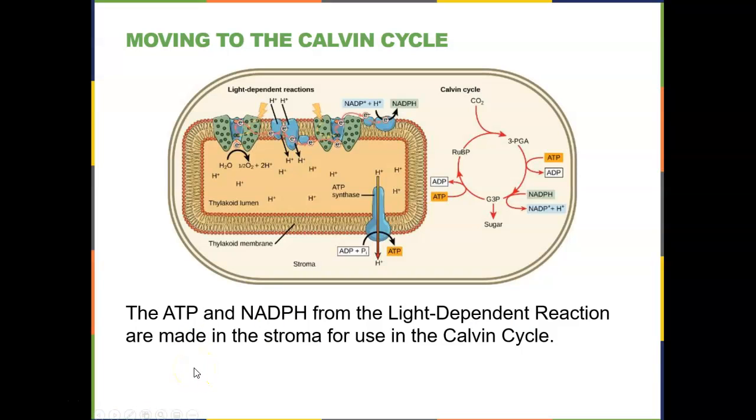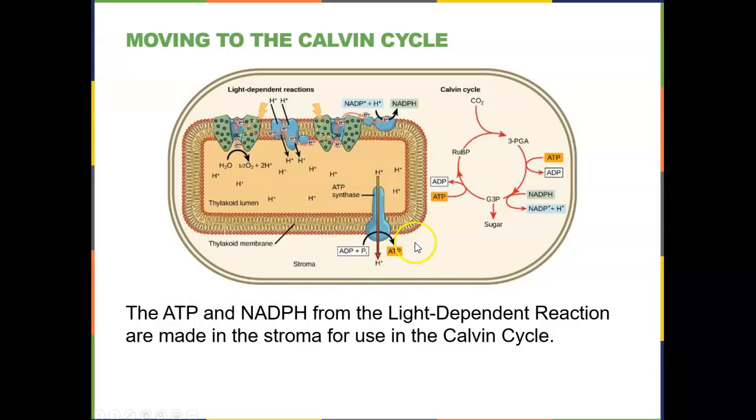Now the second part, this is still within the thylakoid. So this first part all took place still inside the chloroplast. This all took place inside the thylakoid. The second part, the Calvin cycle, takes place in the stroma, or the liquidy part of the chloroplast. So this whole thing is a chloroplast.